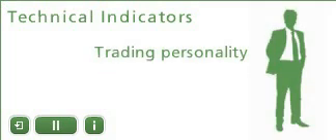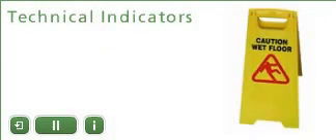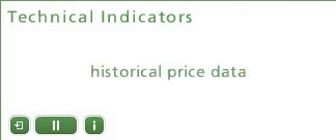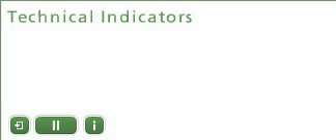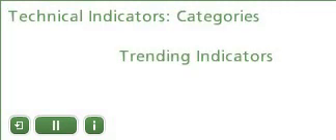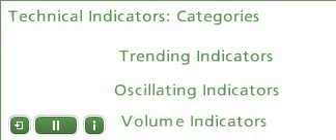You will find you will naturally gravitate toward specific technical indicators based on your trading personality, but it is important to become familiar with all of the technical indicators at your disposal. You should also be aware of the one weakness associated with technical indicators. Because technical indicators look at historical price data, they do lag current market data to an extent, but they still provide excellent information. Technical indicators are divided into three categories: trending indicators, oscillating indicators, and volume indicators.